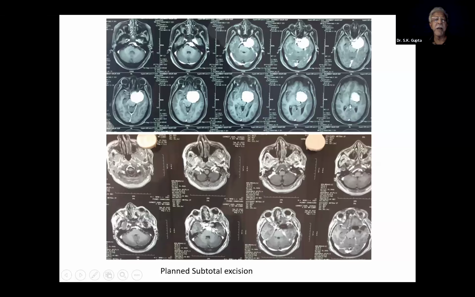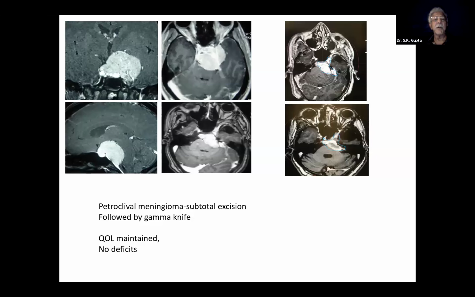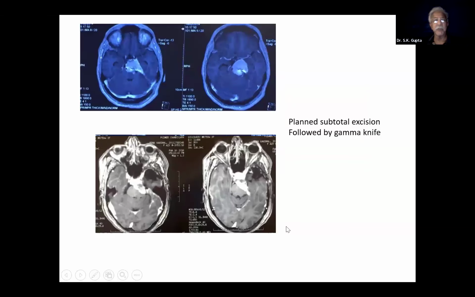This tumor is left behind, and the patient did not receive gamma knife. Almost 10 years of follow-up, there is no problem. The patient has preserved cranial nerve functions also. In the other tumor, subtotal removal was done, gamma knife was given, and the patient is well preserved, with no deficits. Same for another approach, another patient.